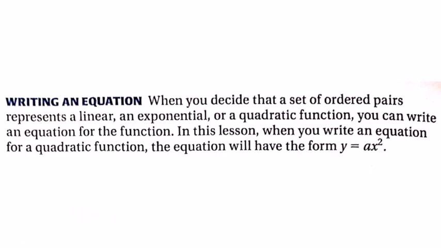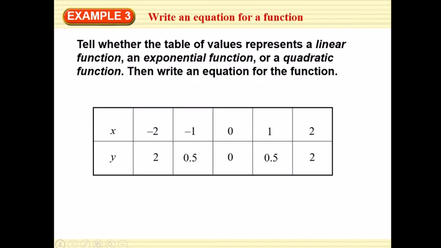All right, so writing an equation. When you decide that a set of ordered pairs represents a linear, exponential, or quadratic function, you can write an equation for the function using the information that they're giving you. In this lesson, when you write an equation for a quadratic function, the equation will have the form y equals ax squared. So if it's quadratic, we definitely need that x squared piece in there. That is what makes it quadratic.